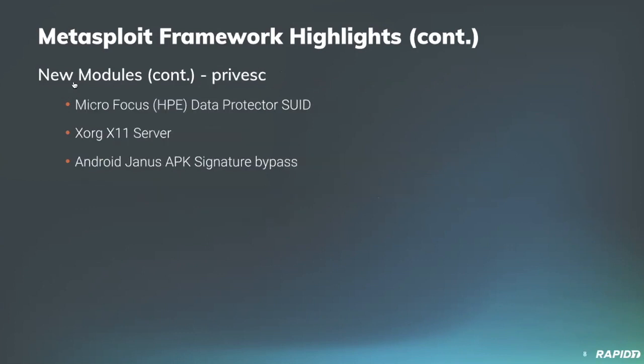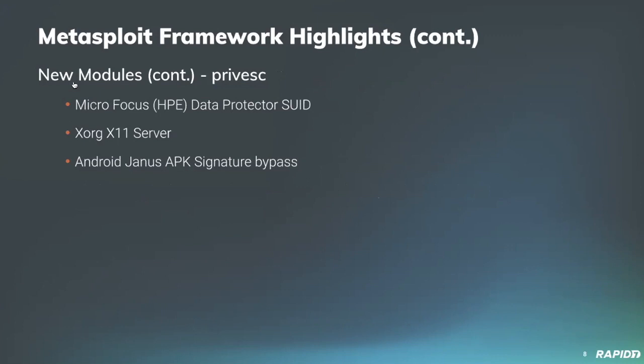And some new modules focused on escalation. Contributor Stus swung by with a new PrivEsc module targeting Data Protector software from Micro Focus, formerly HPE software. Vulnerable versions of Data Protector allow this new module to exploit the trusted path environment variable of the SUID binary OmniResolve, leading to privilege escalation. While this vulnerability was patched in version 10.40, many earlier versions of Data Protector may be vulnerable.